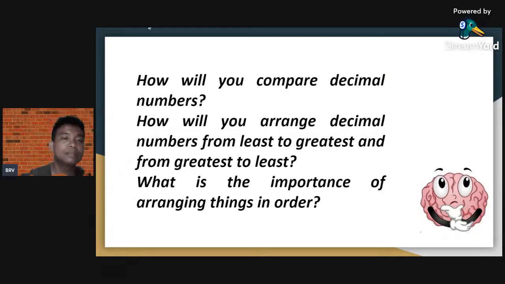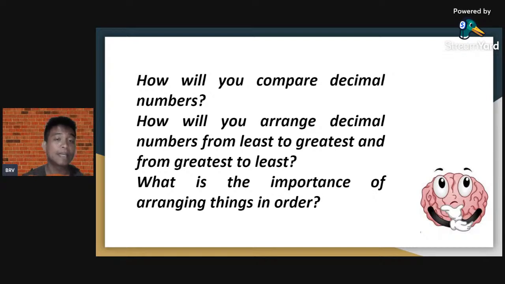Okay, so how will you compare decimal numbers? We have to compare the whole number part, and then if the whole number parts have the same value, we will move to the next part, to the decimal parts. So when we compare whole numbers, we compare from left to right. The whole number part starts from the tens.